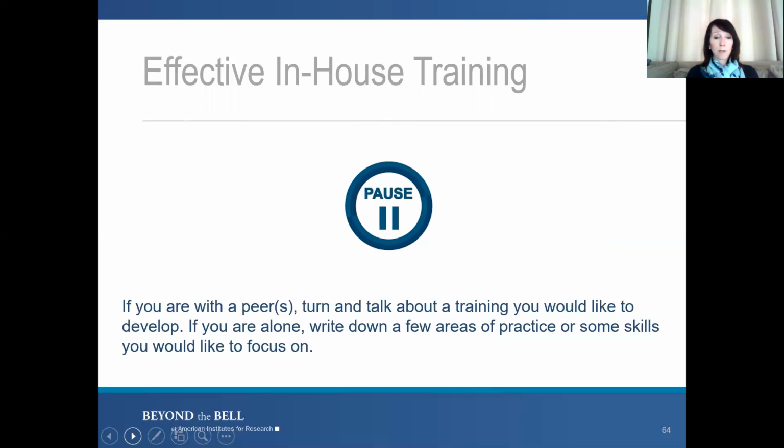So if you're with a peer, turn and talk about a training you would like to develop. And if you're alone, please write down a few areas of practice or some skills you would like to focus on. Please press pause. And when you are finished, press play.